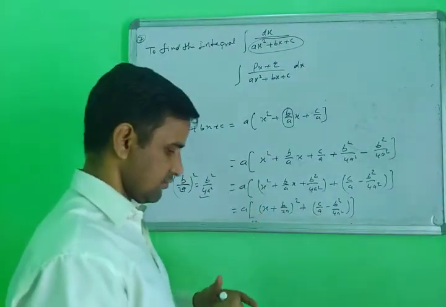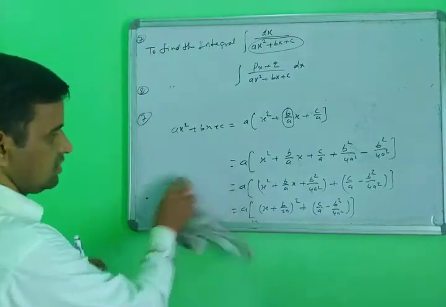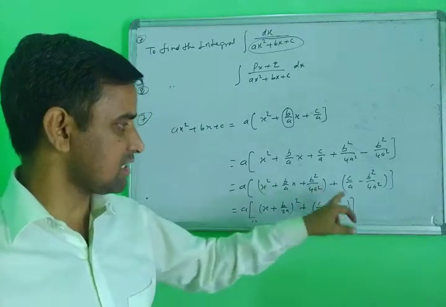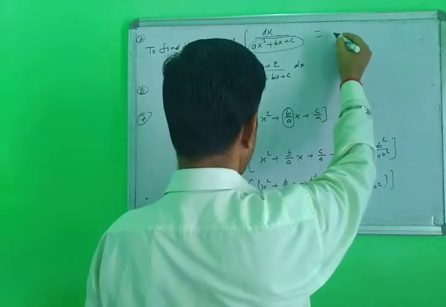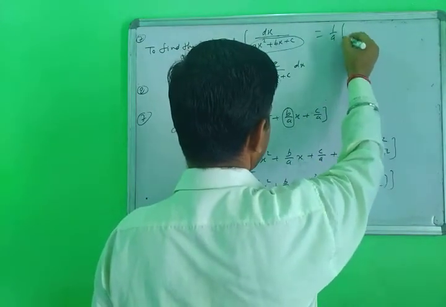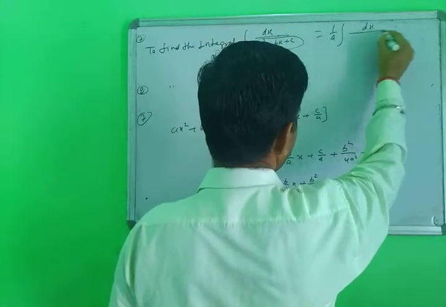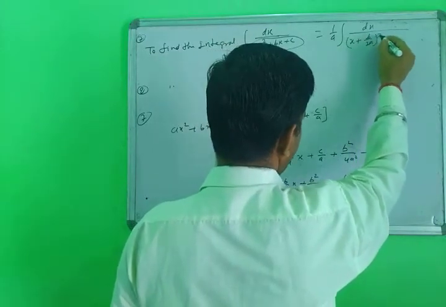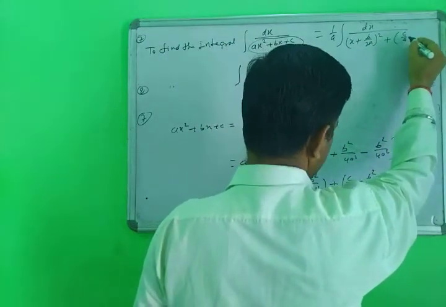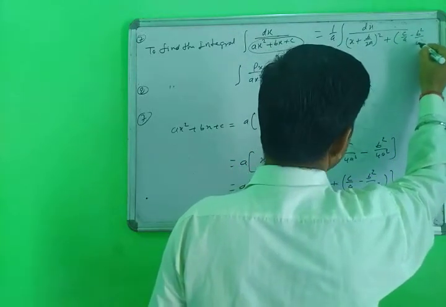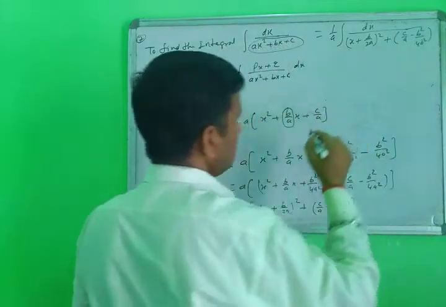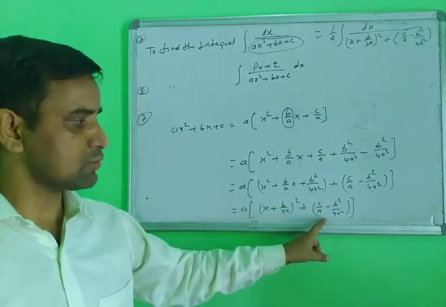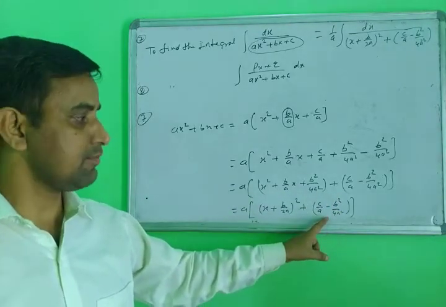Using the identity, first of all you will change it into this form. So this is x square plus a square, and this is the completely constant term here. Then you can change this into integration 1 upon a outside, and dx over x plus b upon 2a whole square plus c upon a minus b square upon 4a square. You can change it into this form and calculate it, making it a perfect square. When you calculate it, it will always convert to the perfect square form.